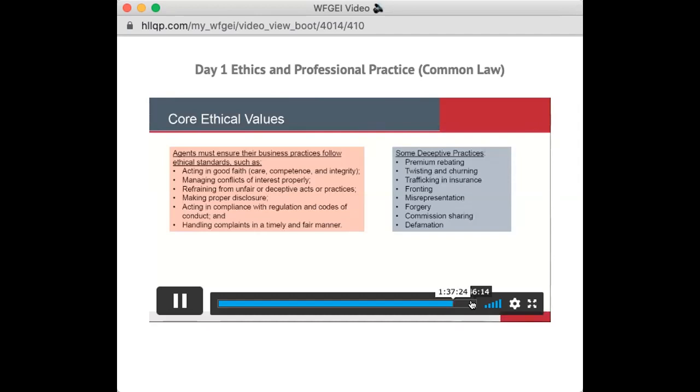Integrity, of course, is perfectly obvious. Be honest, okay? Be trustworthy, be dependable, all those kinds of things, okay? As I said earlier, you must manage conflict of interest properly.